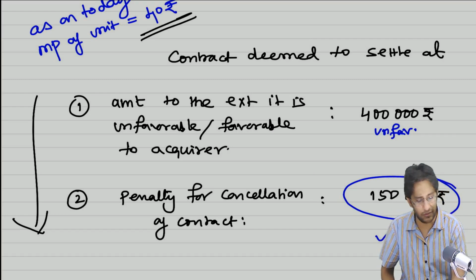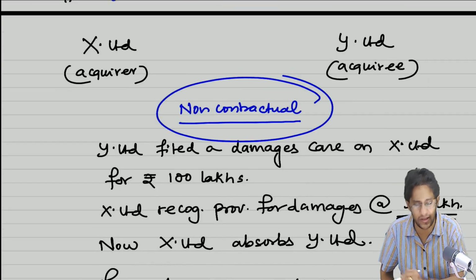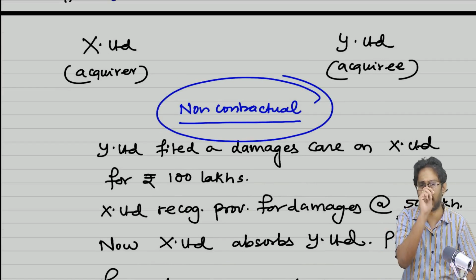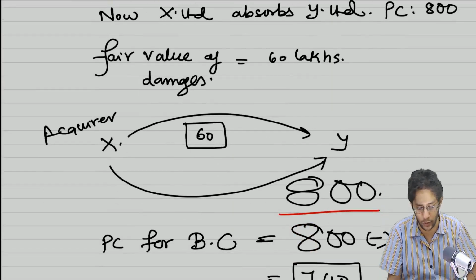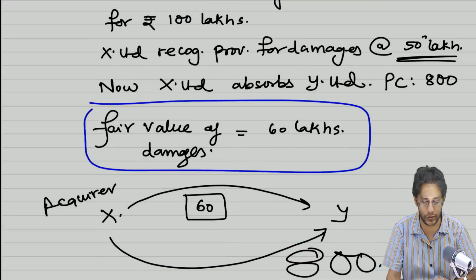So what is the difference between this one and the previous one? The previous one is a non-contractual relationship. It's a legal litigation case. So in this contract, cancellation penalty and all will not be there. So it's assumed that this is closed at fair value on the date of acquisition.